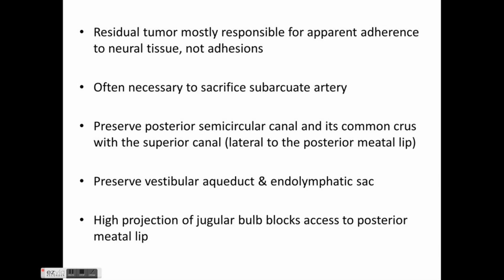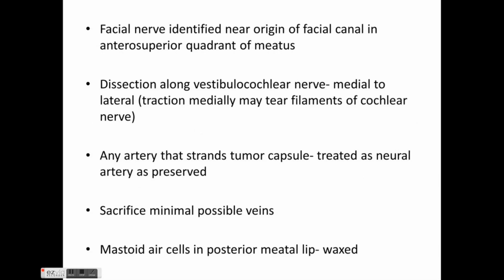The facial nerve is identified near the origin of the facial canal in the anterior superior quadrant of the meatus. Dissection along the vestibulocochlear nerve, medial to lateral, is very important. The direction of dissection should be from medial to lateral, because traction medially leads to tear in the filaments of the cochlear nerve.